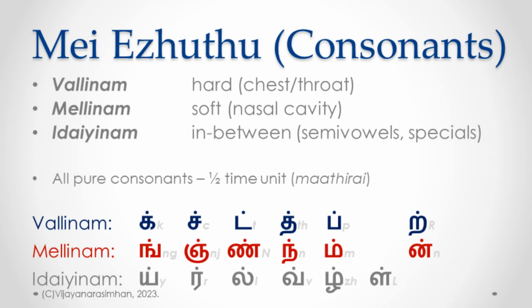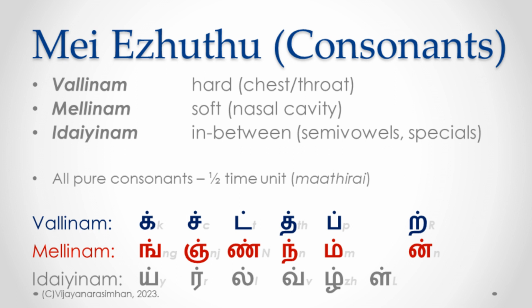So Tamil consonants are 18 in number and they are classified into three groups: vallinam, hard; idaiyinam, in between; and mellinam, soft. And each hard consonant has a soft counterpart. So the Tamil alphabet places them next to each other, and we'll go in that order.